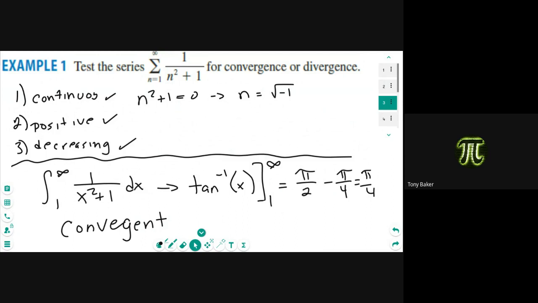That doesn't tell me that the series goes to pi over 4. It just tells me that the integral test says the series is also convergent, because the series is less than that. We're cutting out holes. The bars aren't going all the way up to the integral, so there are going to be holes above it. But since it's lower than the integral, I know that it also has to converge.